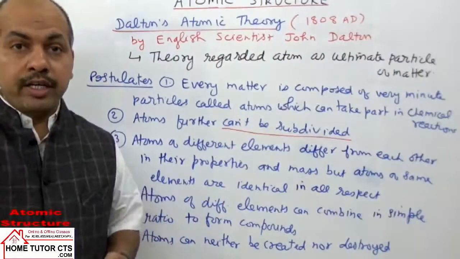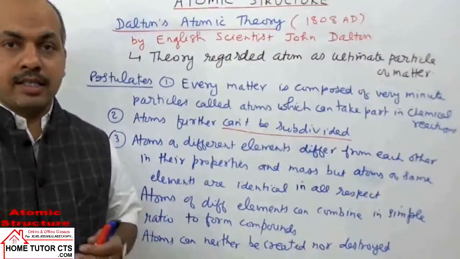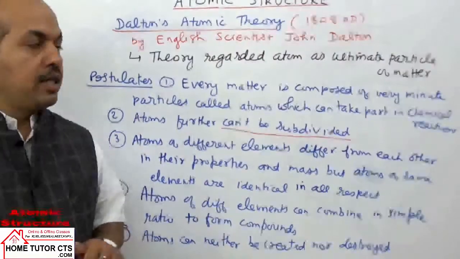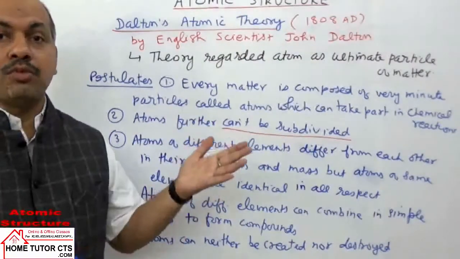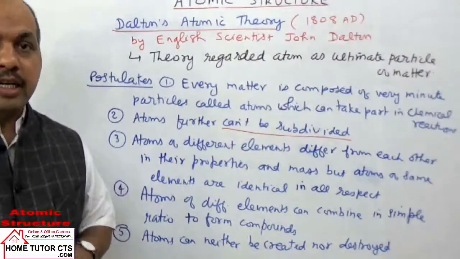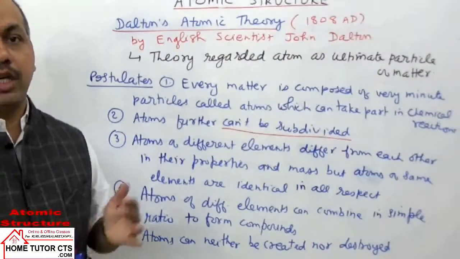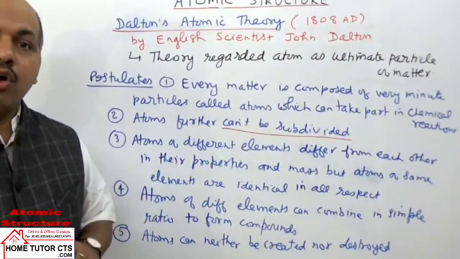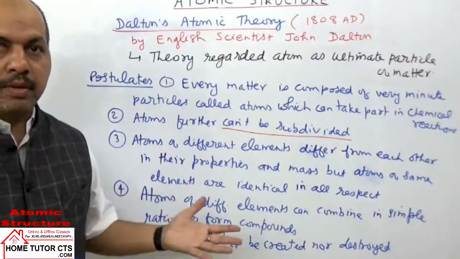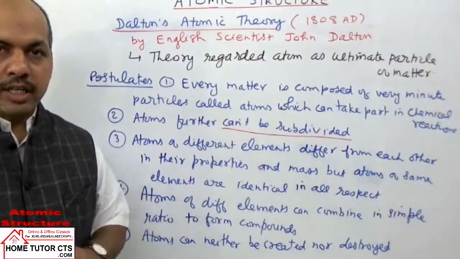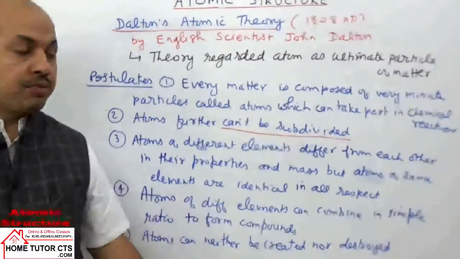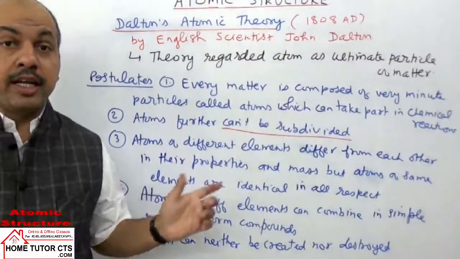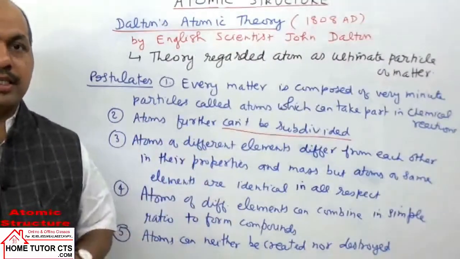Next, atoms of different elements are different in properties. They have different masses and different properties, like boiling point, melting point, and chemical reactions. But the atoms of the same element are identical in all respects, like atomic masses and other properties.